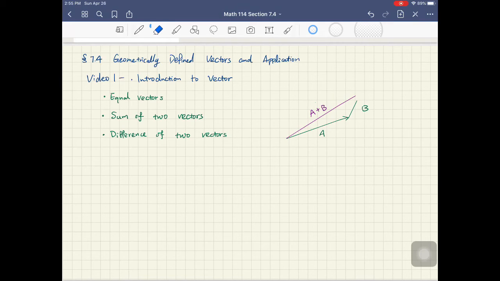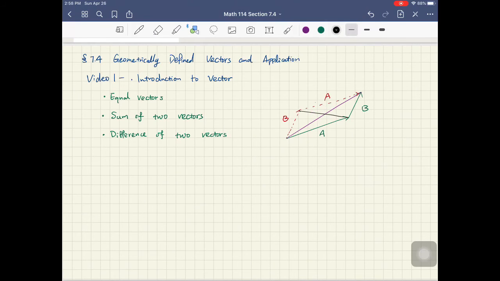So I'm just going to erase. Since we're adding A and B, the sum A plus B is going in the upward direction.